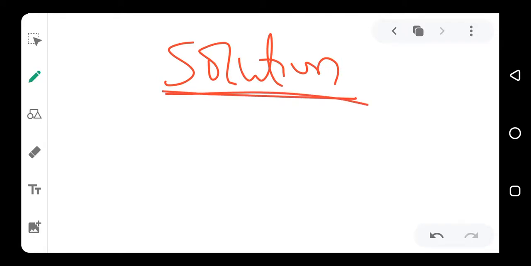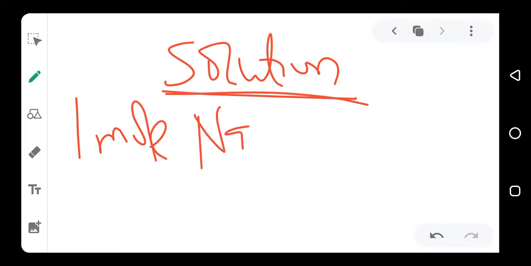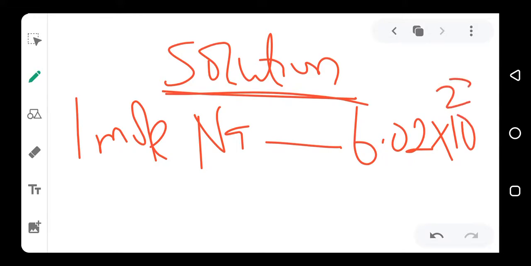The first thing is that you have to remember that 1 mole of anything contains 6.02 × 10^23 particles of the substance. Therefore, 1 mole of sodium atom contains 6.02 × 10^23.